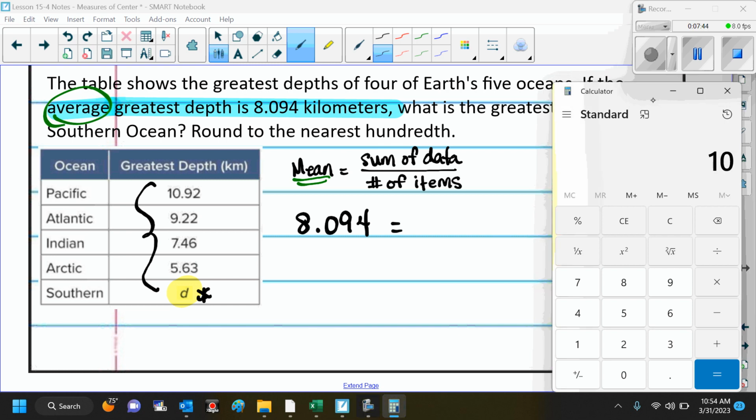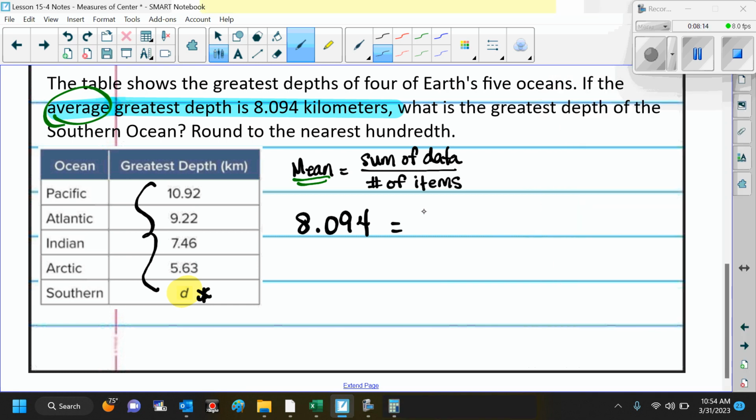So we have 10.92 plus 9.22 plus 7.46 plus 5.63 plus this one that we don't know. And of course, if we don't know what it is, we're just going to put plus D. Okay? So we're going to write 33.23. That's all of those. So 33.23 plus D. That's the one we don't know here.